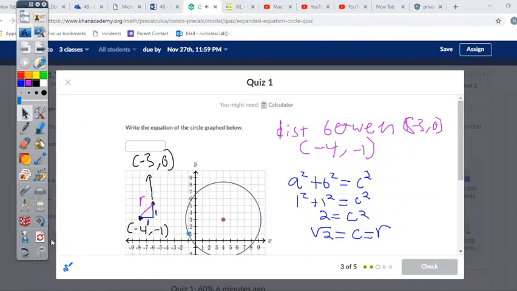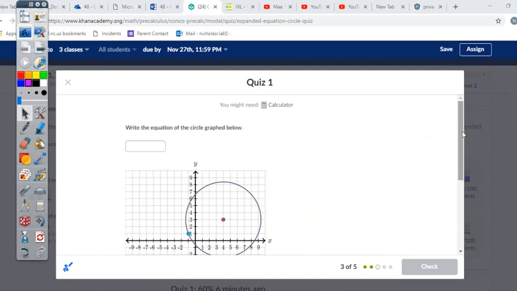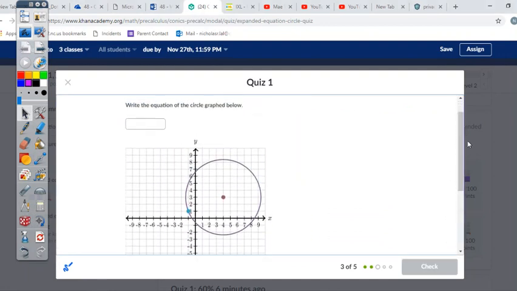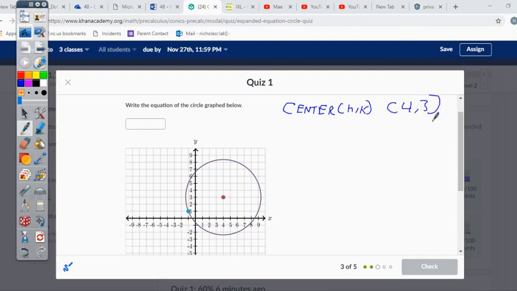Clearing annotations. Write the equation of the circle graphed below. So let's see. We have a center, h, k, which is going to be at 4, 3. We have a radius, or we have a point on the circle.